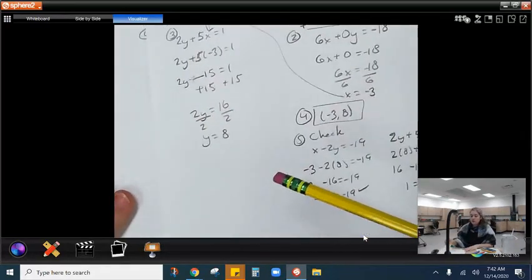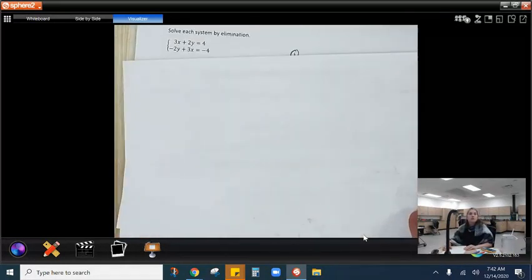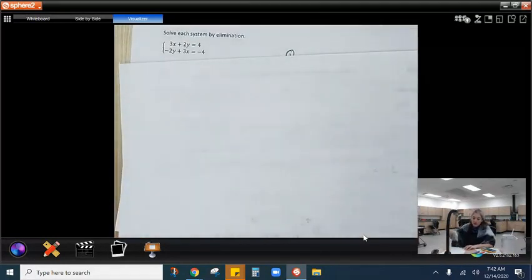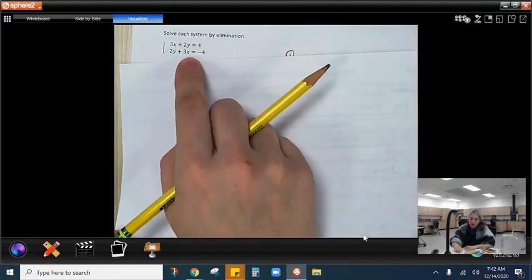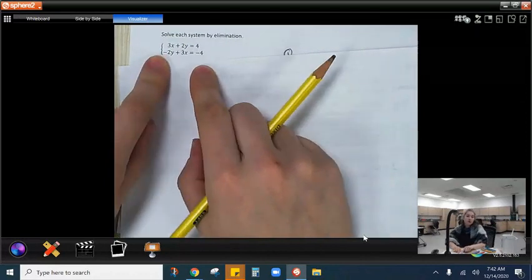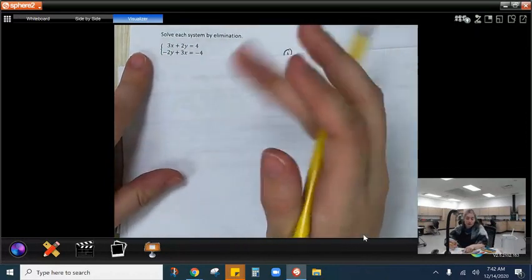The next one that we want to do, I'm going to start up here. There we go. We've got 3x plus 2y equals 4. Then we've got negative 2y plus 3x equals negative 4. Now, you could do either of these, right, because they have the same coefficients.